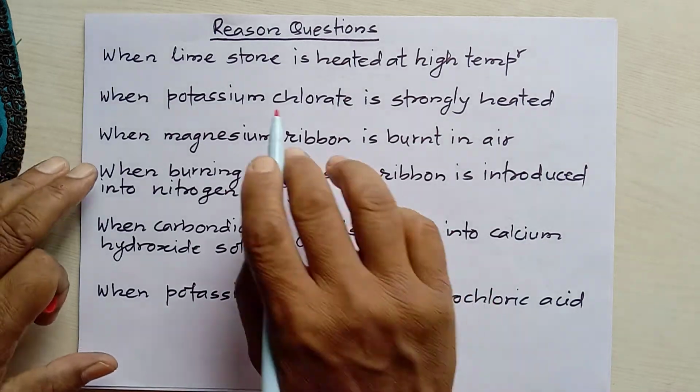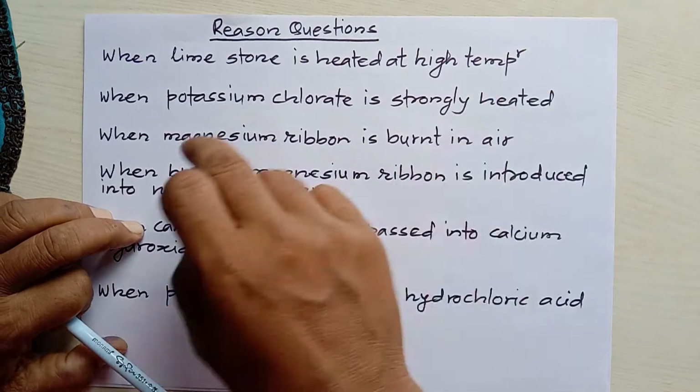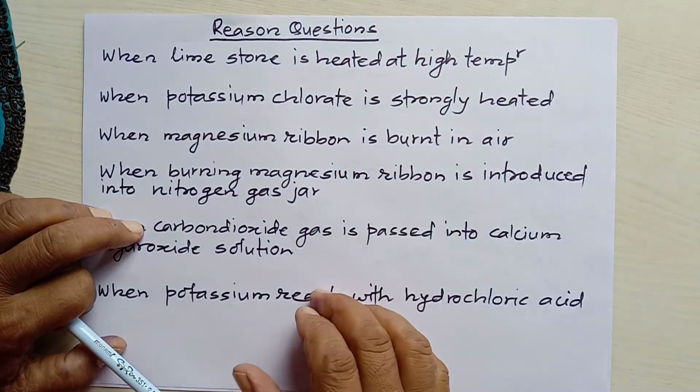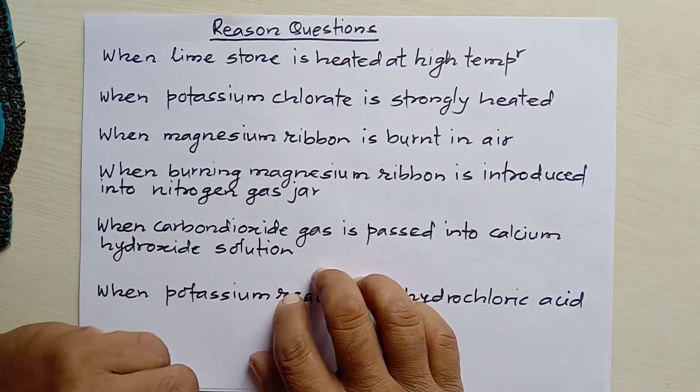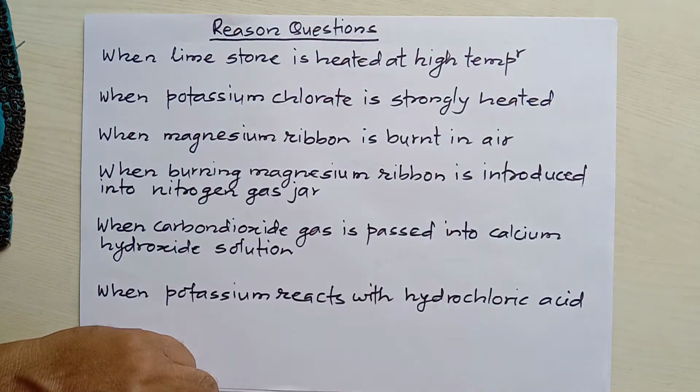Okay. Sometimes a chemical reaction may be given in words, and we have to write the balanced chemical equation for the given question. I have taken some examples. We are writing balanced chemical equations of these examples.